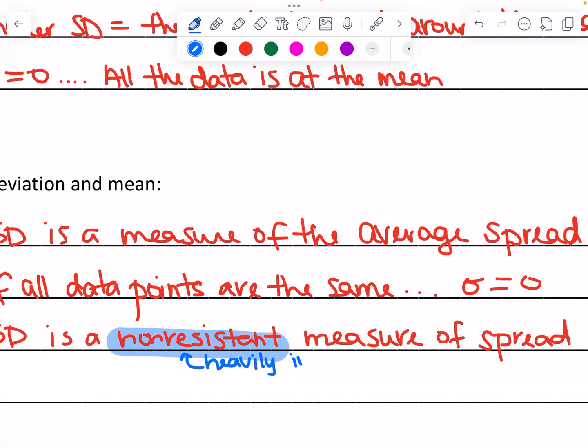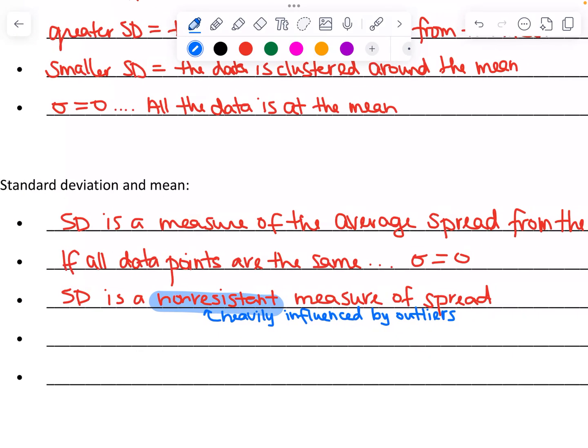Okay. So it's not just the standard deviation that's non-resistant, it's also means. So means are non-resistant measures of center. So means are also heavily influenced by outliers.